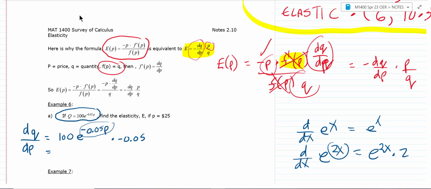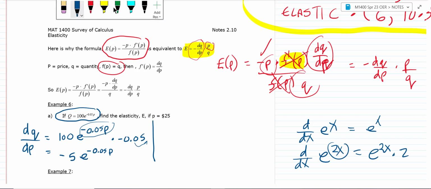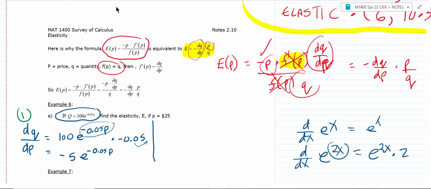So if you take 100 times 0.05, anytime you multiply by 100, a decimal moves over 2 to the right, so you would end up getting negative 5 times e to the negative 0.05p. Okay, so that's what your derivative is right there. So that's the first thing you want to do. Okay, that's a chain rule for an exponential. It's itself times the derivative of the exponent. Okay. The next part of the problem, I'll kind of number the steps. That's step one.